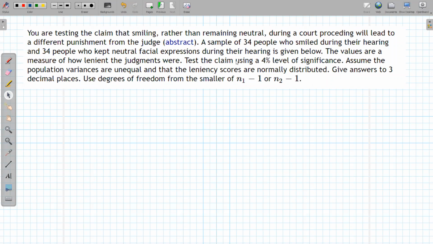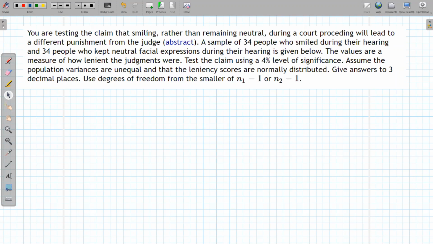We want to test the claim using a 4% significance level. Assume the population variances are unequal. It's kind of a standard assumption. And that the leniency scores are normally distributed. Either we need to know that or that the sample size is greater than 30 is the standard thing to know to use the formulas we're about to use. We want to give our final answers to 3 decimal places, and we're going to use the simple degrees of freedom calculation where we take the smaller sample size minus 1.